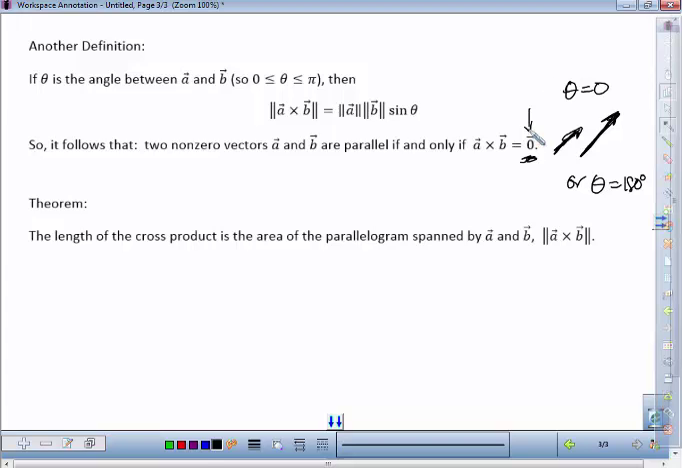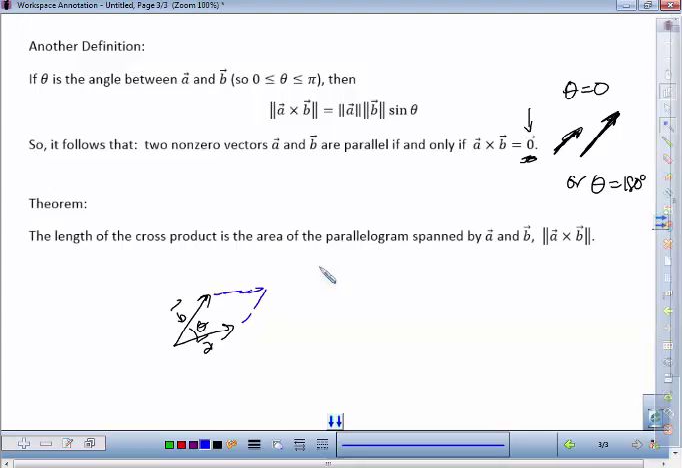The length of the cross product is the area of the parallelogram spanned by A and B. Without proving this here, you can look in the book to see the actual proof. But if you have these vectors A and B, and you extend this as a parallelogram spanned by A and B, you can find the area of that parallelogram by taking the magnitude of the cross product.